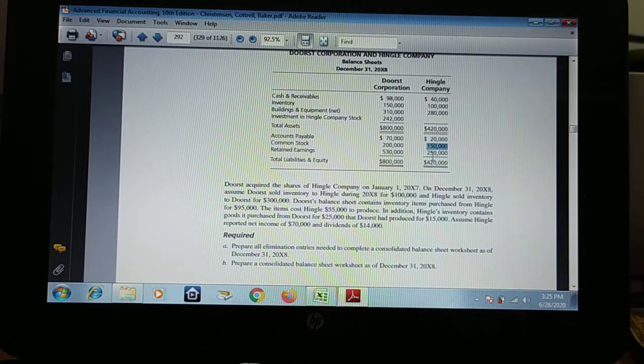Why did we take 250? Usually when we take the retained earnings for the basic elimination entry, it is the beginning balance. We never take the ending balance. So we need to find the beginning balance from the Hingle company's retained earnings, because this data is already the ending balance.